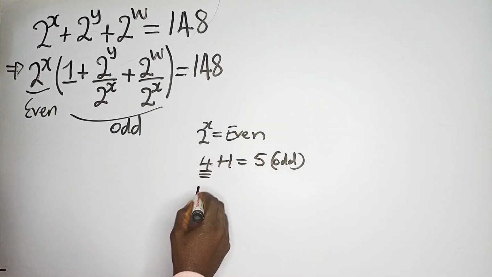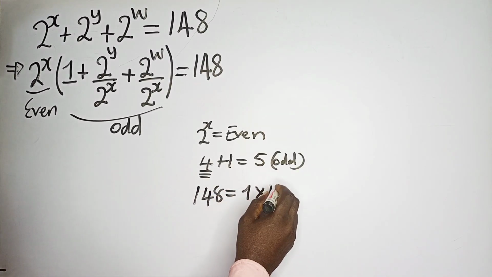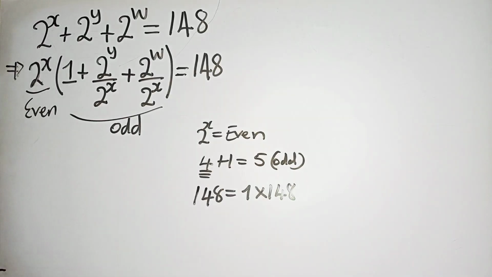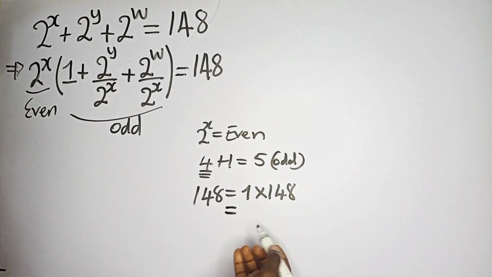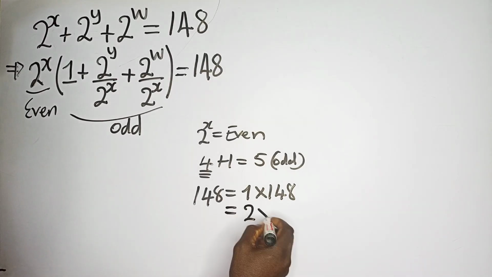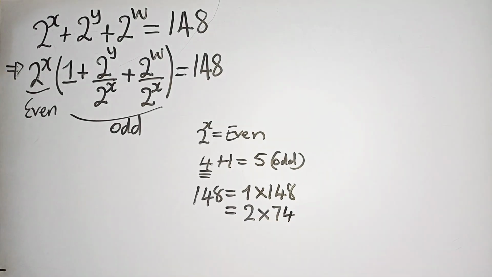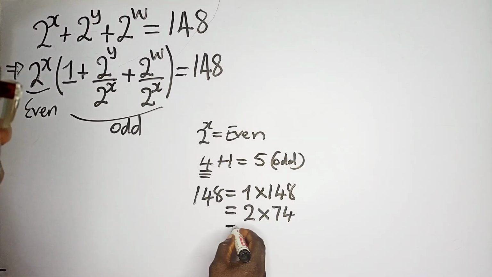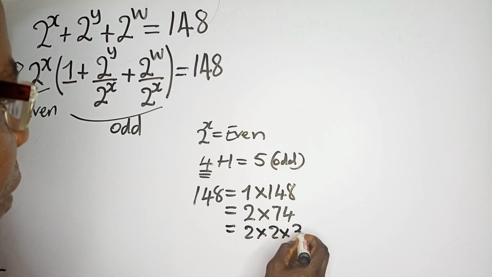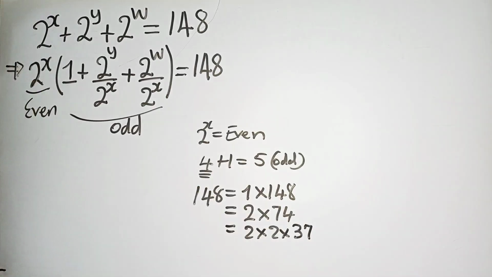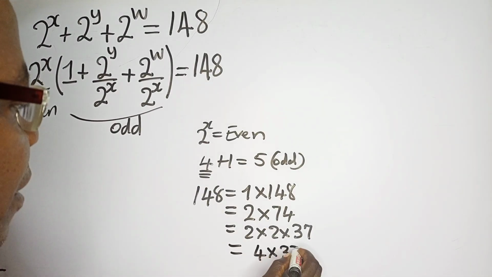So let's look at it. 148 can be written as 1 multiplied by 148. Okay, that's good, but it's not good enough. What about 2? Yes, 2 multiplied by 74. All right, 2 again can go in there. That is 2 multiplied by 2 multiplied by 37.